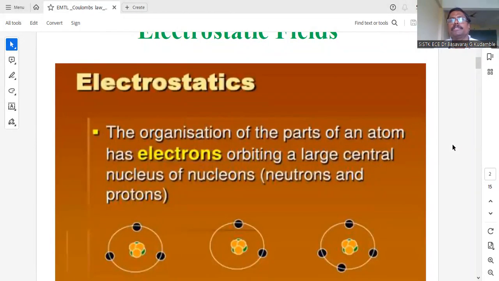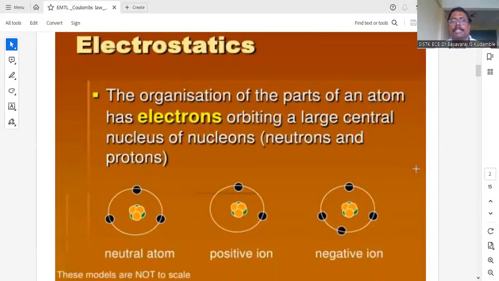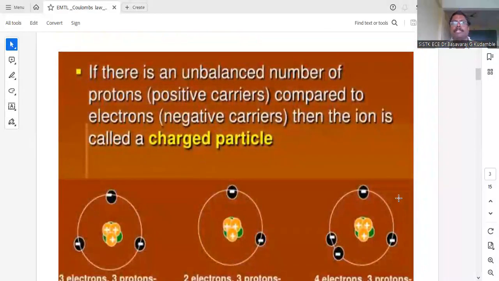So the organization of the parts of an atom has electrons orbiting a large central nucleus, neutrons and protons. If the atom is having equal number of electrons and protons, then we say it is neutral. And if there is a deficiency of electron, it is called positive ion. If there is an excess of electron, we are going to call it a negative ion. So if there is an unbalanced number of protons compared to the electrons, then the ion is called a charged particle.